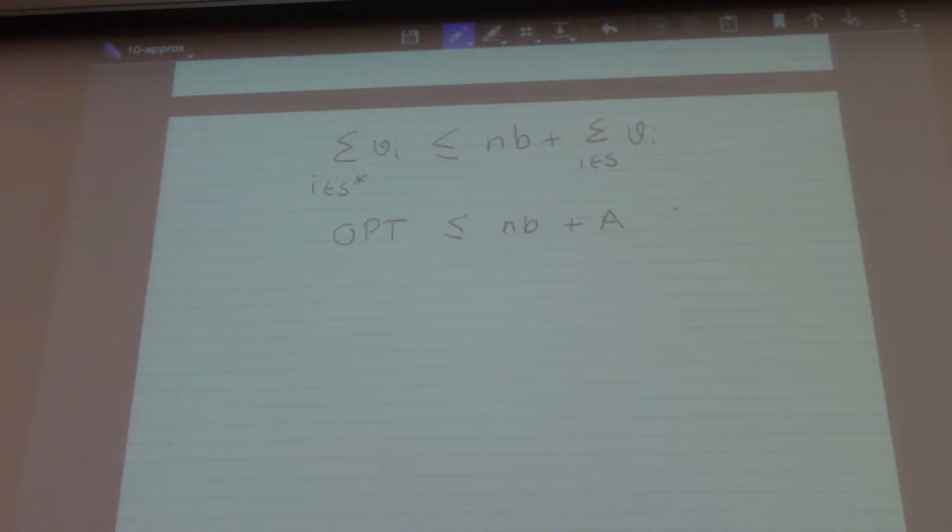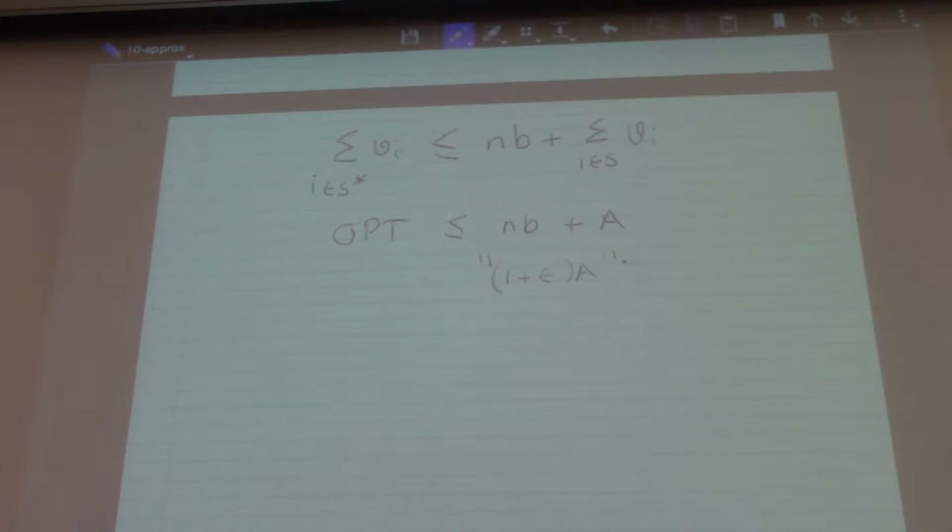What you'd like to see, you want this whole thing to look like this. This is what you want. If you're able to get to this, then you have achieved what you wanted, because if you flip it to the other side, you're saying the algorithm is at least 1 minus epsilon times opt. So the opt is not much more than the algorithm. So the question is, how do we go from that nb plus a to this?